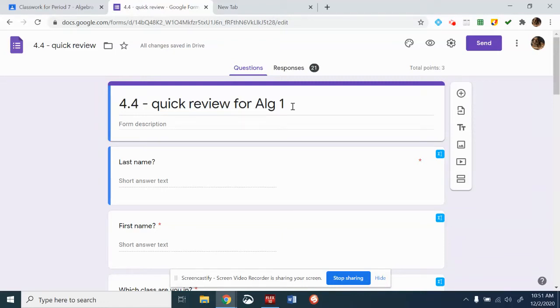I was going to do this in the Meet with you, but since the Meets aren't working, I thought I'd go ahead and record a quick Edpuzzle. So first, to go over the warm-up. If you didn't do the warm-up yet, go ahead and do that.